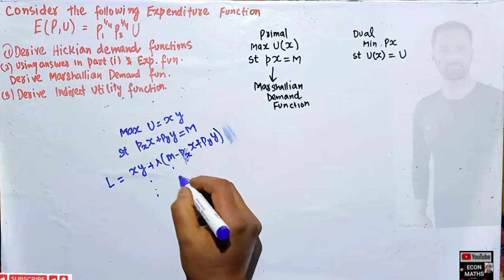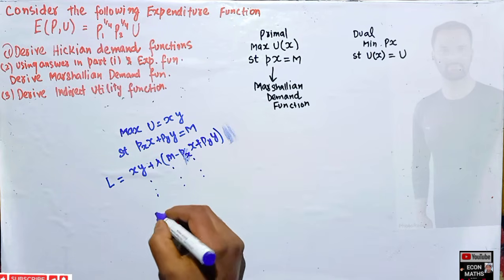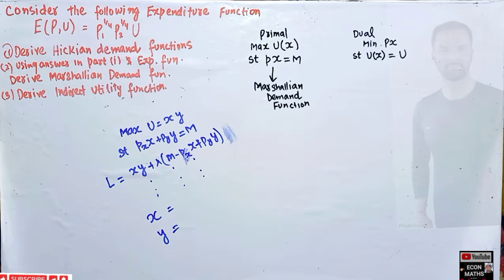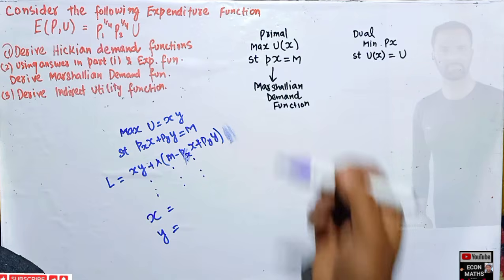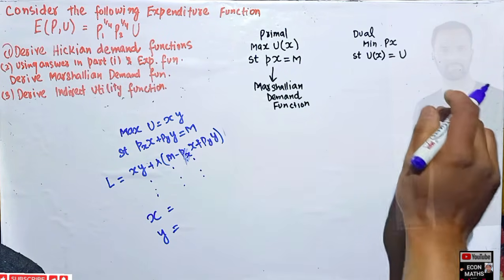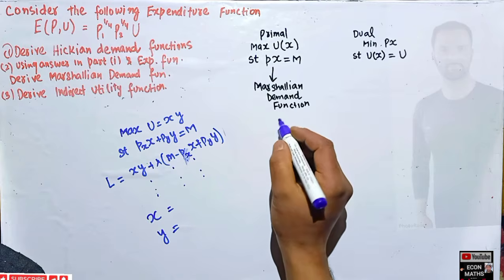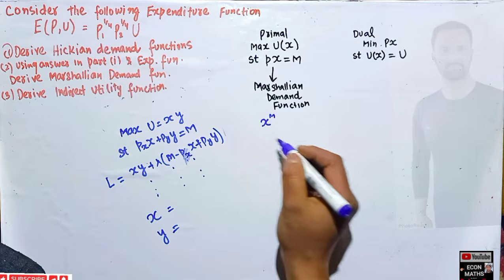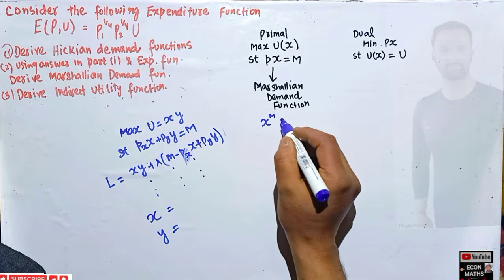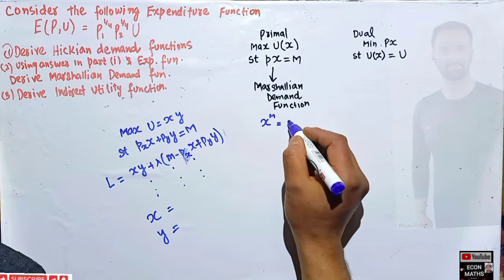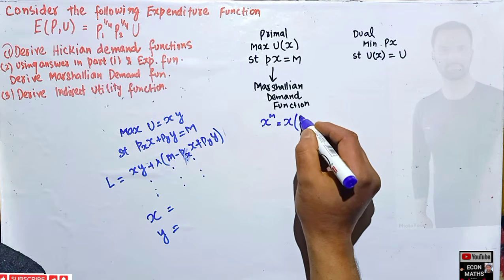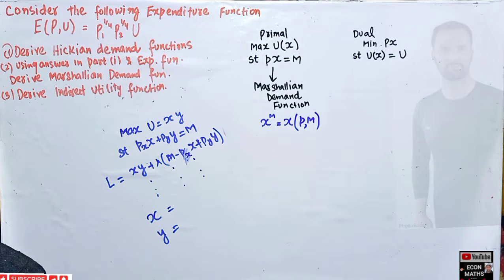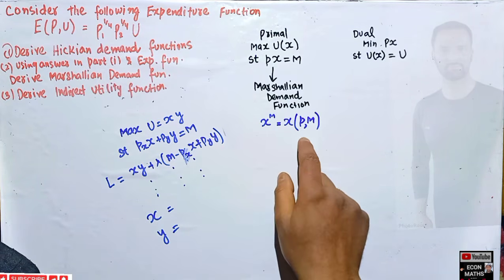When we solve for the optimal values of x, y and lambda, we get the x value and the y value. Similarly, if we solve this primal function, we will get the Marshallian demand function, and it will be like this. Let us denote this by x subscript m. The Marshallian demand function is a function of price and income.